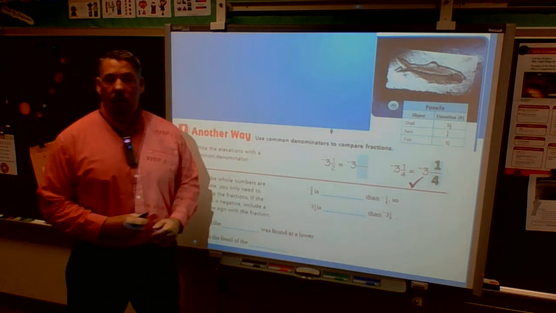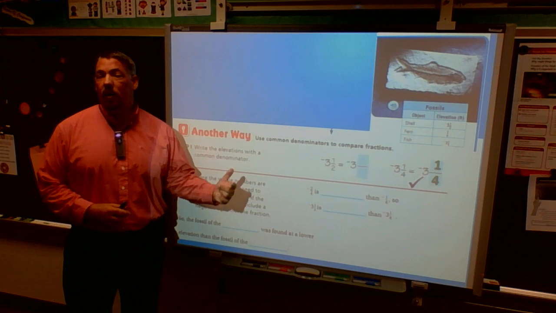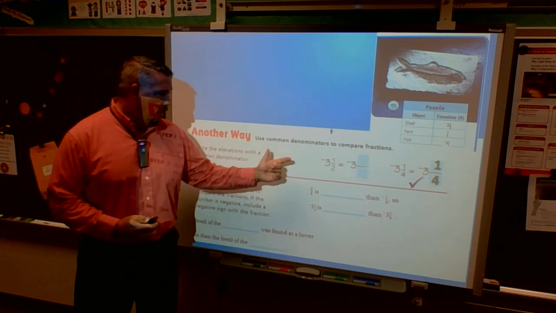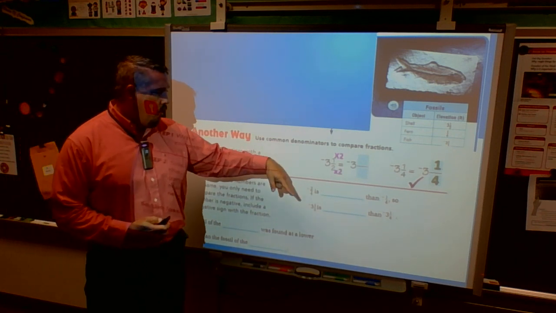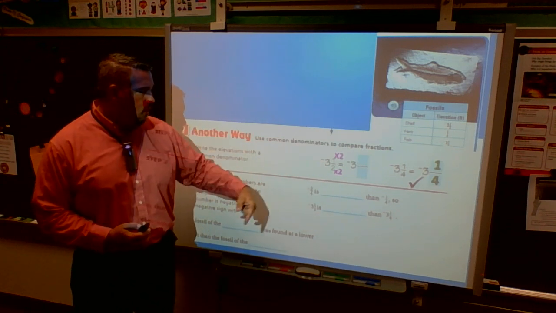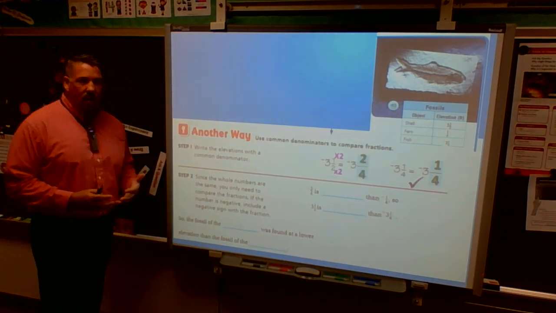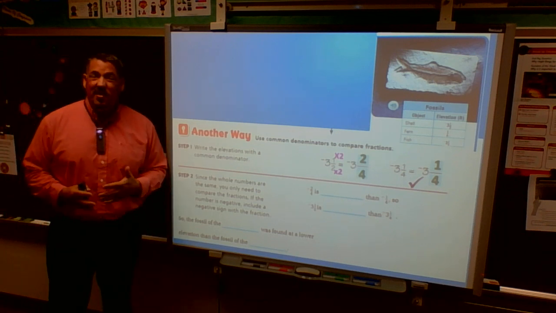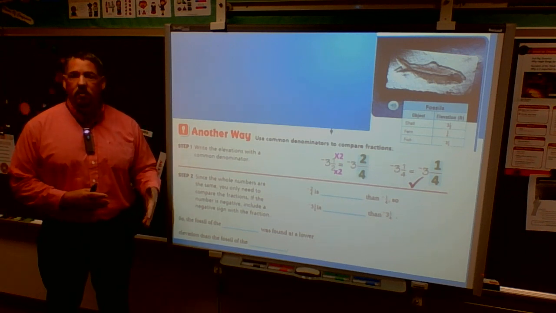I have to get a 4 over here. What am I doing to 2 to get 4? Well, 2 times 2 is 4, and therefore I know I have to multiply the top by 2, and that gives me 1 times 2, which is 2. So that tells me that negative 3 1/2 is the same as negative 3 2/4.